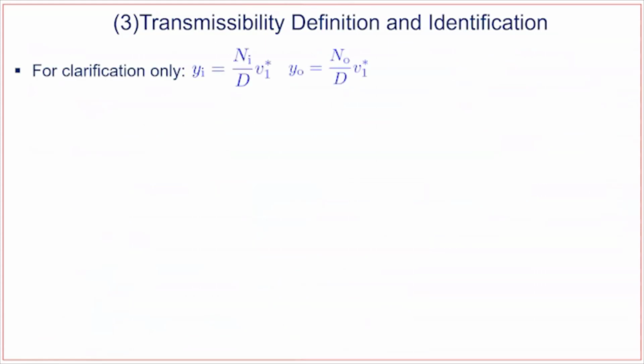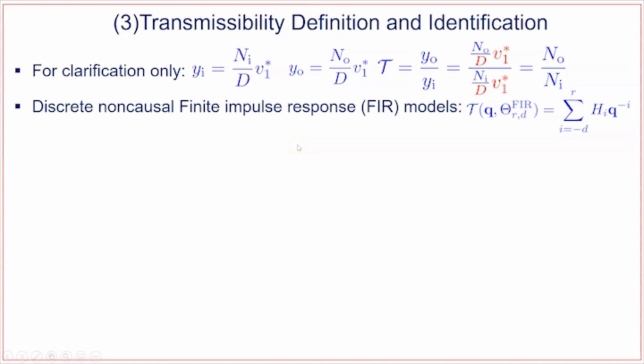For clarification purposes, assume we have a simple case where yi and yo can be represented within these transfer functions. Then by dividing yo over yi, we will obtain our transmissibilities as no over ni, where no and ni are the numerators of the first two transfer functions. Note here, the final transmissibility operator is independent of the excitation signal or the desired velocity of the platoon V1 star.